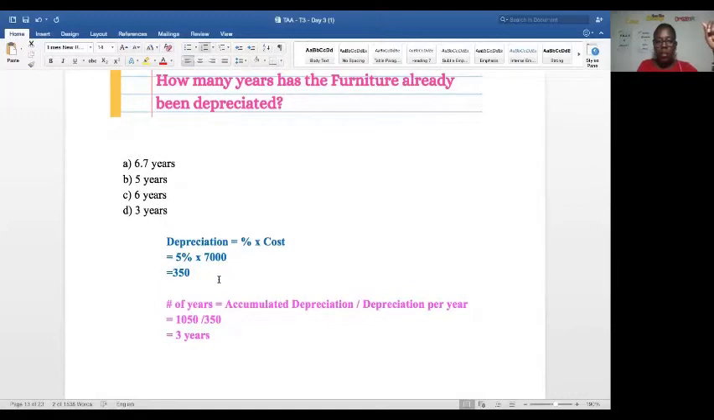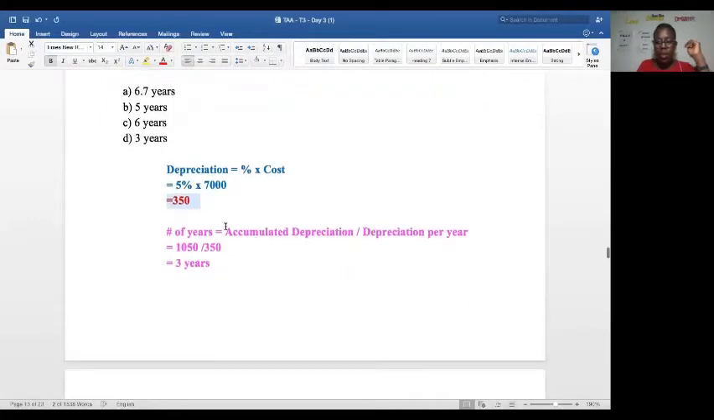And this is what you do. Find the depreciation for the year. So 5% by the 7,000, that's going to give us 350. And then take your accumulated depreciation and divide it by your depreciation for the year. And that's going to give you your answer of 3 years, which is D.